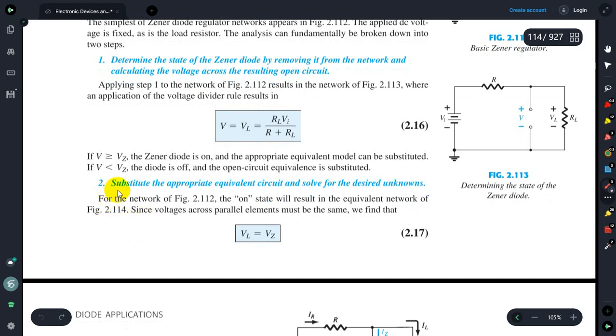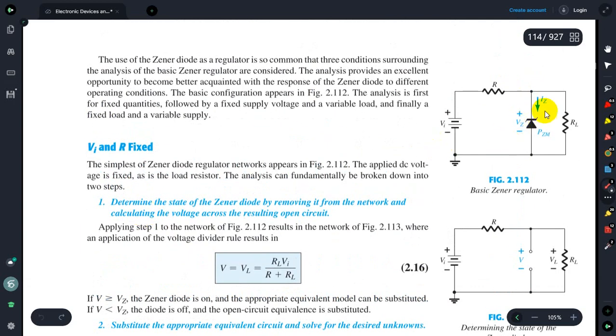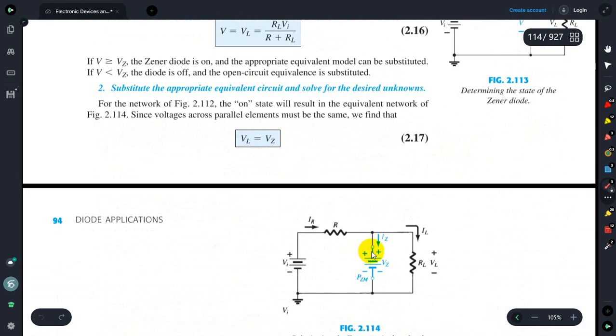So step 2: substitute the appropriate equivalent circuit and solve for the desired unknowns. We have done the open circuit situation. Now substitute the appropriate equivalent circuit and solve for the desired unknowns. For the figure, when the diode is on, we can replace this zener diode with the equivalent zener voltage. At that situation, the load voltage is equal to the zener voltage Vz, fixed.